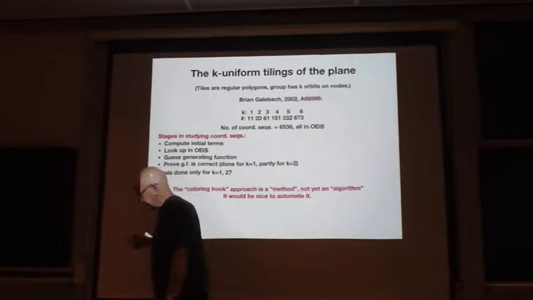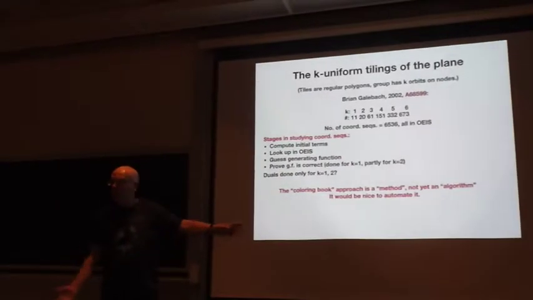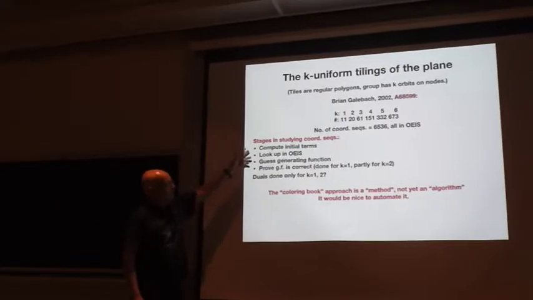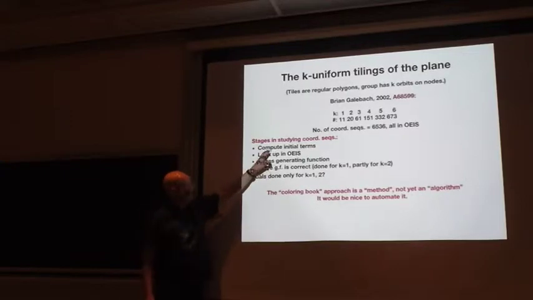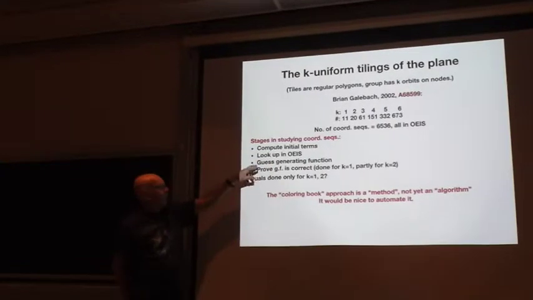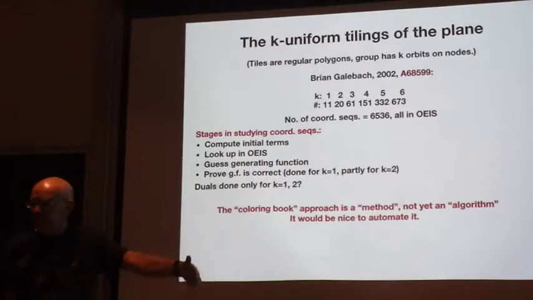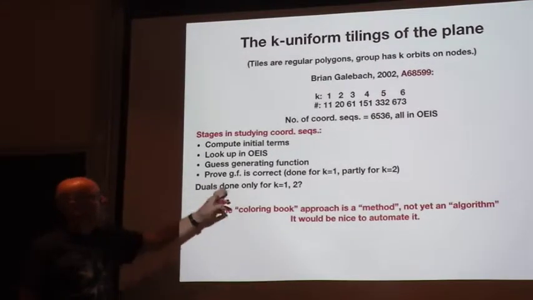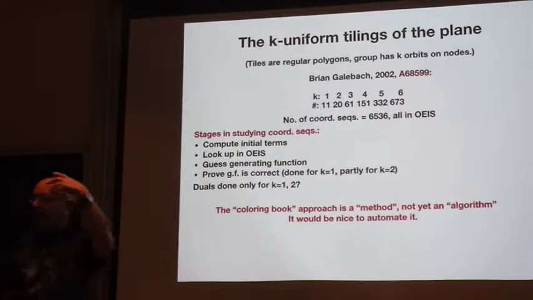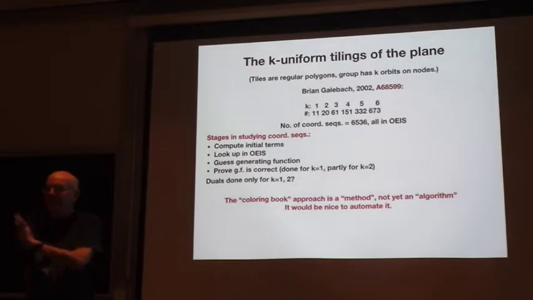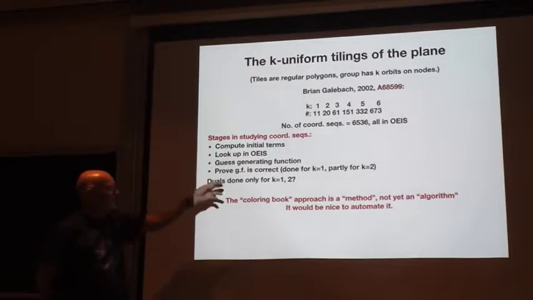So, there are a lot of open questions here. When you're studying these coordination sequences, you go through the following steps. You first of all want to know what the initial terms are, what the numerical values are. Secondly, you look it up in the OEIS. And if it's there with a formula, good. If it's not there, then it gets interesting.